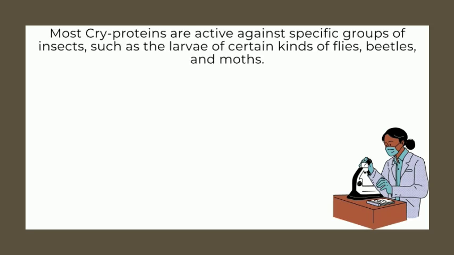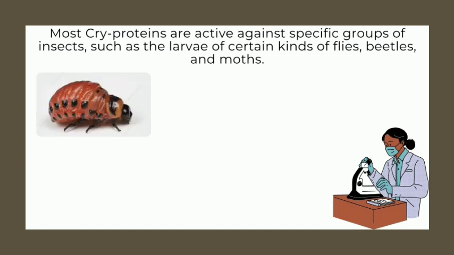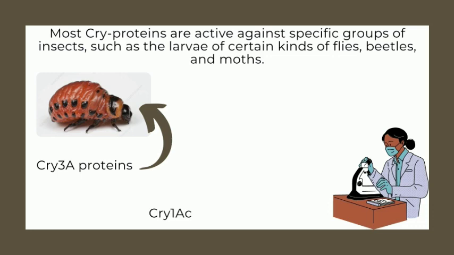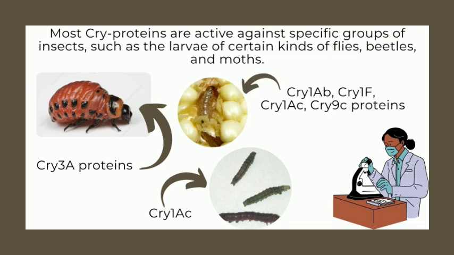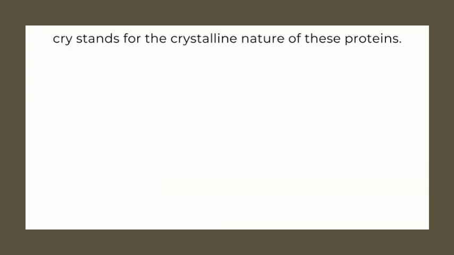Most cry proteins are active against specific groups of insects, such as larvae of certain kinds of flies, beetles, and moths. For example, Colorado potato beetle larvae are affected by Cry3A proteins. Cry1AC is used against tobacco budworms, and European corn borers can be killed with Cry1AB, Cry1F, Cry1AC, and Cry9C proteins. Other cry proteins are active against mosquito larvae, flies, and even nematodes. Here, cry stands for the crystalline nature of these proteins.